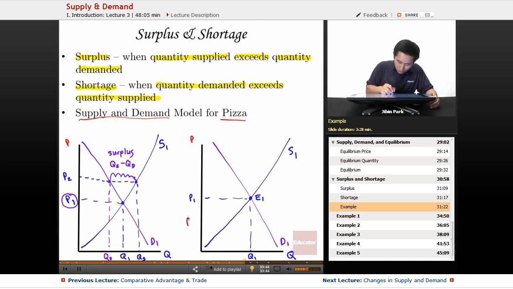So let's say you're trying to charge P2 here. Then clearly a lot of people are going to want to demand, or they're going to have a higher quantity demanded, but on the supply side, there's no incentive for pizza producers to enter the market, so you're going to have a QS situation here. So the quantity demanded is going to exceed the quantity supplied, and so you have a shortage.